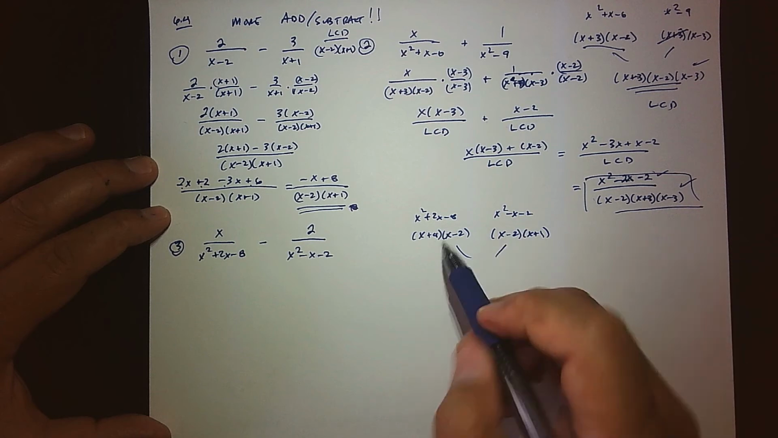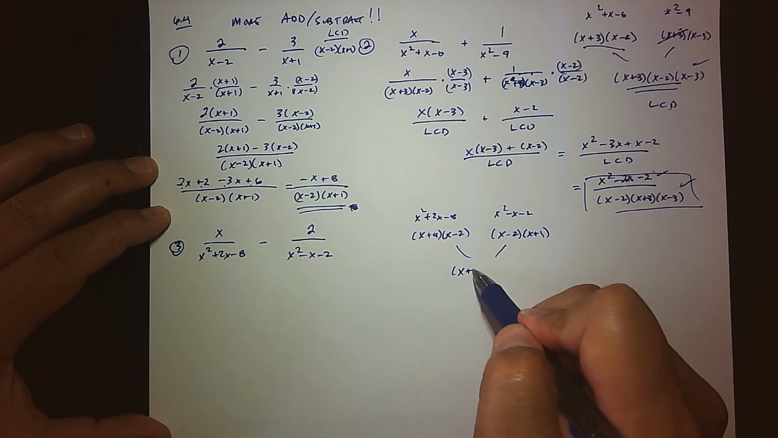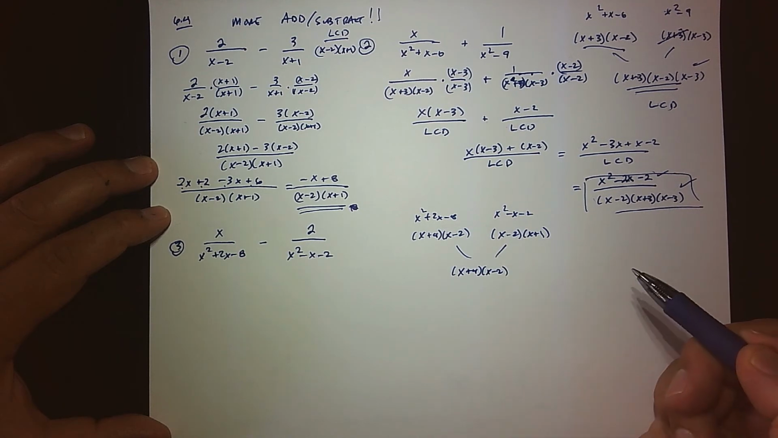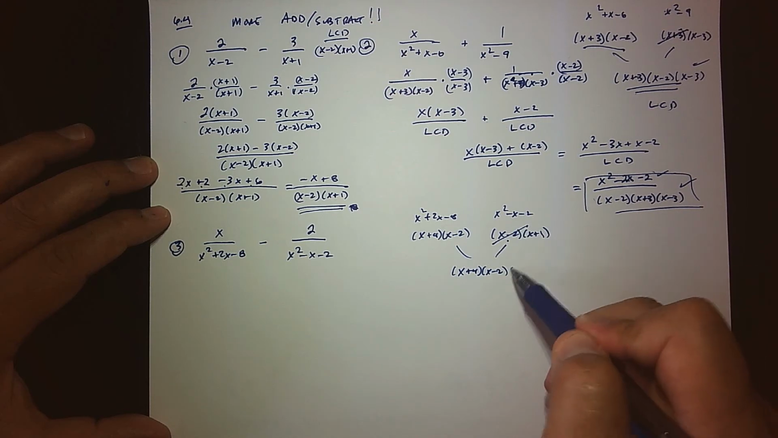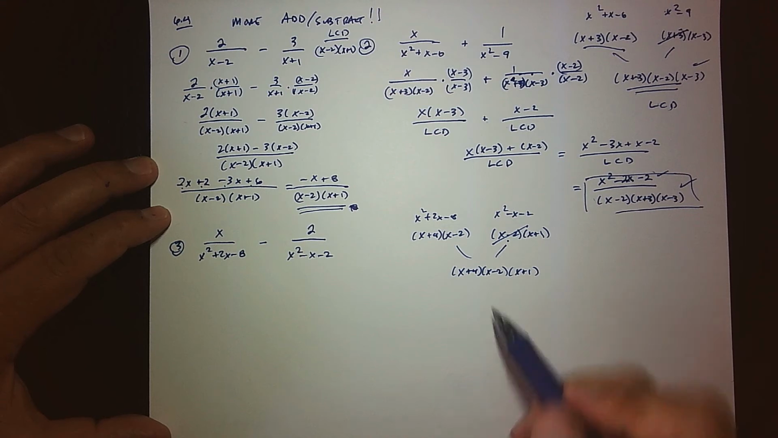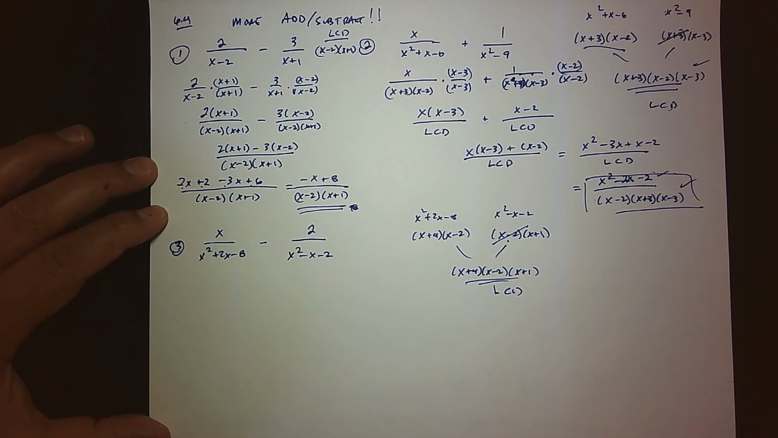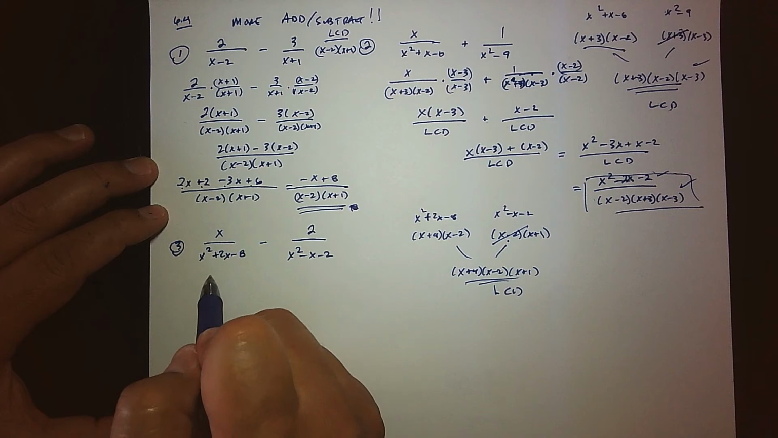So putting them together, here's mom, right? She wants to contribute those two factors. Dad wants to contribute an x minus 2, but we already have one. The only thing that's missing is the x plus 1. So there's our LCD.